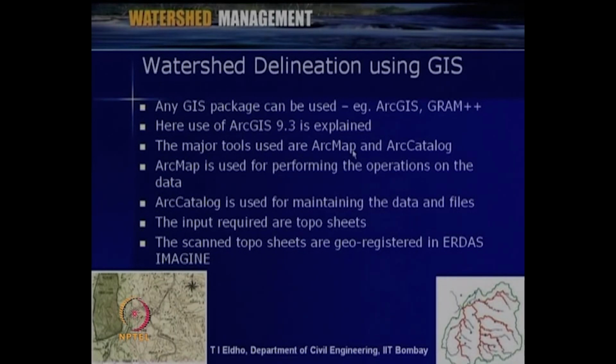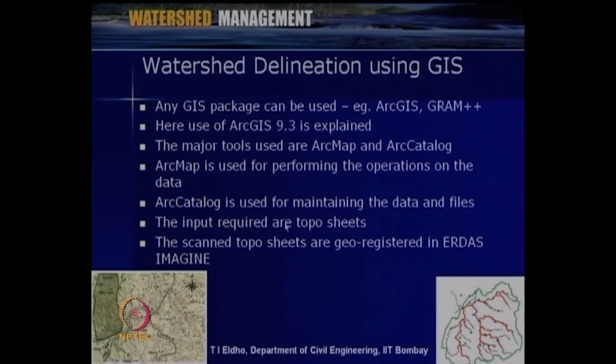The major tools used are ArcMap and ArcCatalog. These are two modules given in the ArcGIS software, and these are the two important modules which we utilize for the purpose of watershed delineation. ArcMap is used for performing operations on the data, and ArcCatalog is used for maintaining the data and files. So, first we can use ArcMap to do the operations, for example starting with the topo sheet, and then ArcCatalog can be used to maintain the data and files.